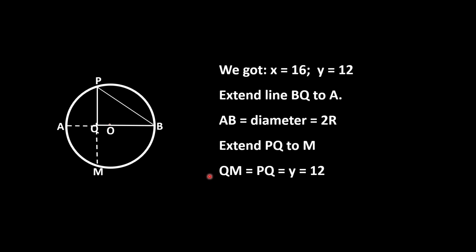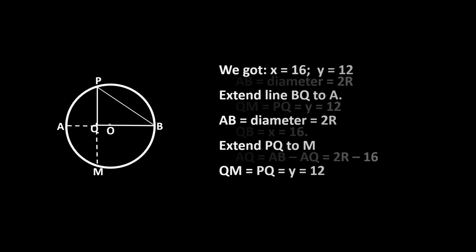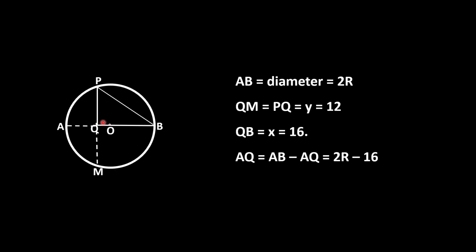So QM will be equal to PQ, each will be equal to y or 12, because a line passing through the center will bisect the chord. So Q is the midpoint, so PQ is 12, QM is 12, and AB, that is the diameter, is equal to twice the radius, 2R. QM and PQ each will be equal to 12.